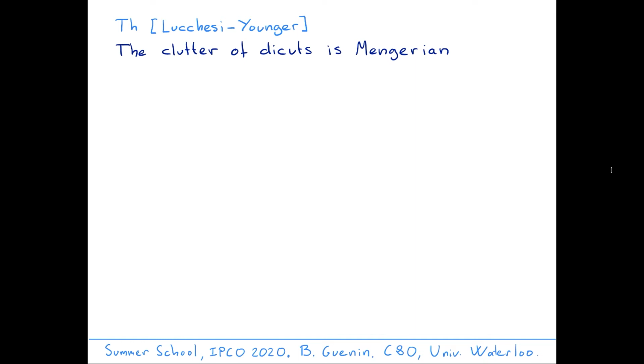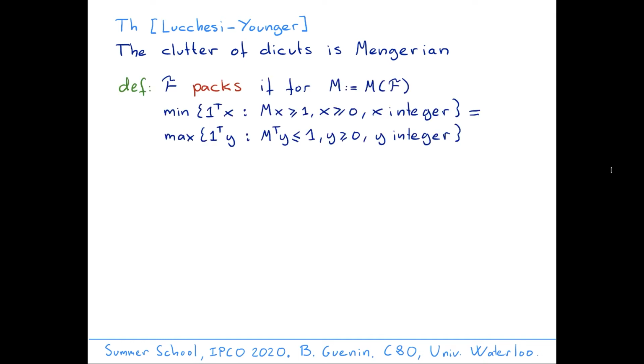So here's a classical result of Lucchesi-Younger, and it says that the clutter of dicuts is Mengerian. I would like to restate this result just in the language of directed graphs, and it'll be easier to have a definition first. So let's say that a clutter packs if for the associated matrix I have the following min-max relationship between the set covering problem and its integer dual, where we're looking at the objective function of all ones. Clearly, if you're Mengerian, then you pack, because being Mengerian means that you have the min-max relationship that holds for all non-negative integer weights, and so in particular it will hold for the integer weight vector of all ones.